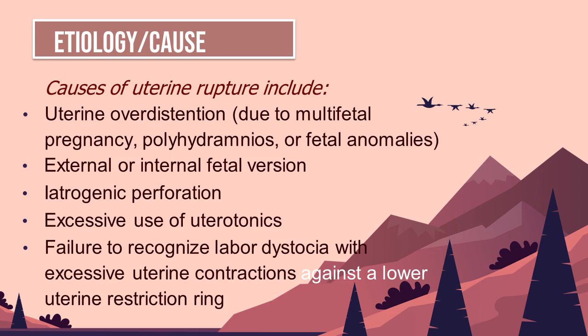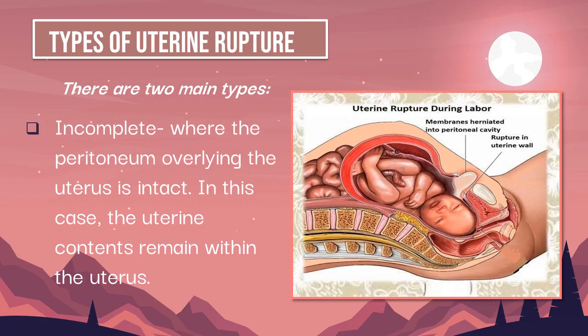This is due to multifetal pregnancy, polyhydramnios, or fetal anomalies. Next is external or internal fetal version, iatrogenic perforation, excessive use of uterotonics, and lastly, failure to recognize labor dystocia with excessive uterine contractions against the lower uterine restriction ring.